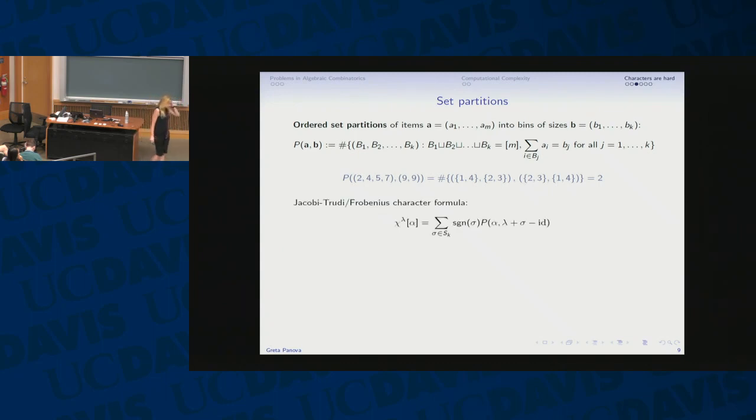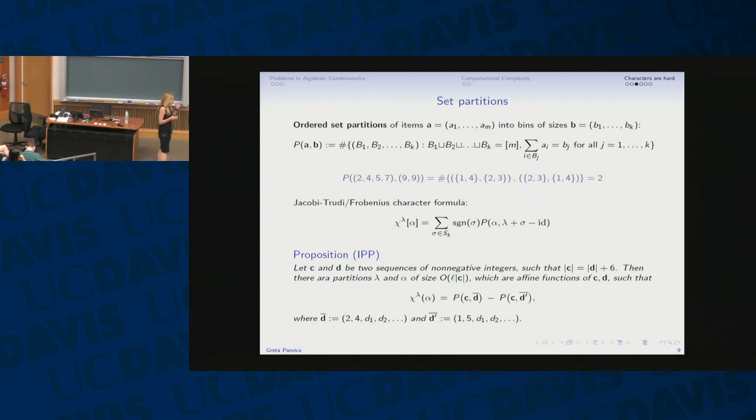And now we can actually write the character using the Jacobi-Trudi or Frobenius formula as an alternating sum over all permutations, where k is the length of the partition lambda, weighted by the sign of the permutation. For each one of them, we are distributing the alphas in bins of these sizes. So this is vector-wise: this is the identity permutation, sigma, and from lambda we make a vector of bin sizes.